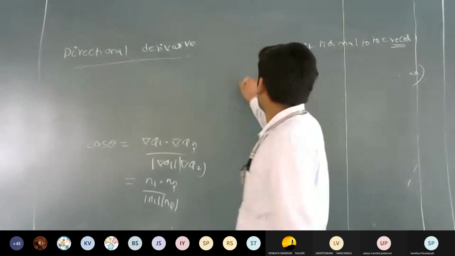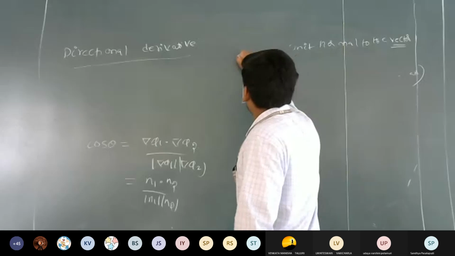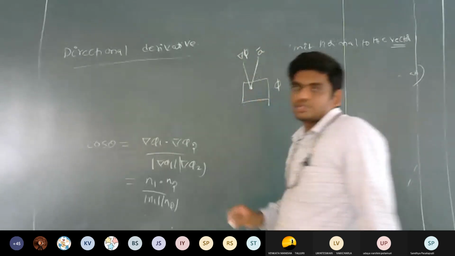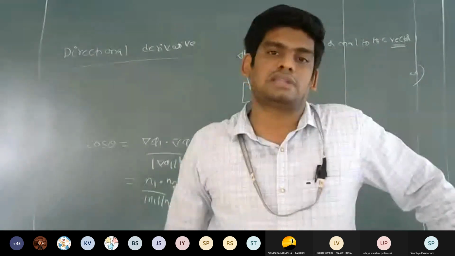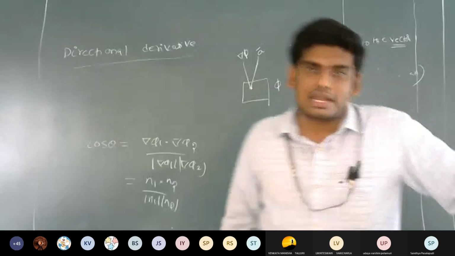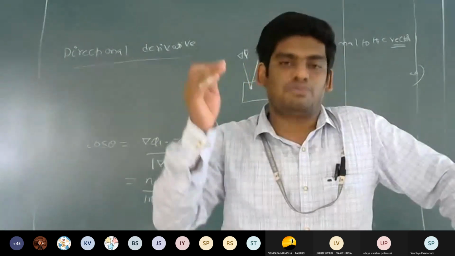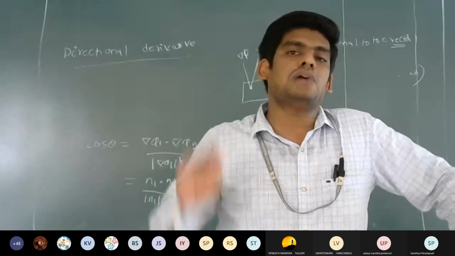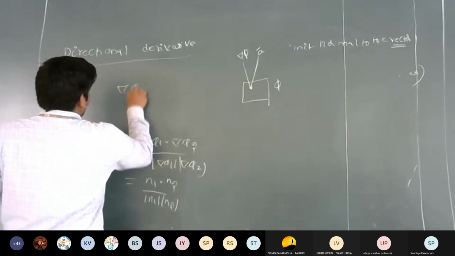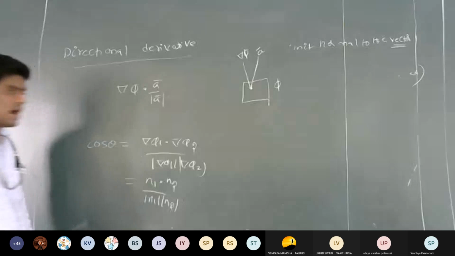Right. Next one is the directional derivative. Suppose this is the flat surface phi, and this is the normal to the surface, del phi. Suppose this is a bar, the direction vector. Now we are going to calculate the directional derivative, that means the derivative of the given surface phi along the direction a bar. Its directional derivative is del phi dot a bar by mod a bar.